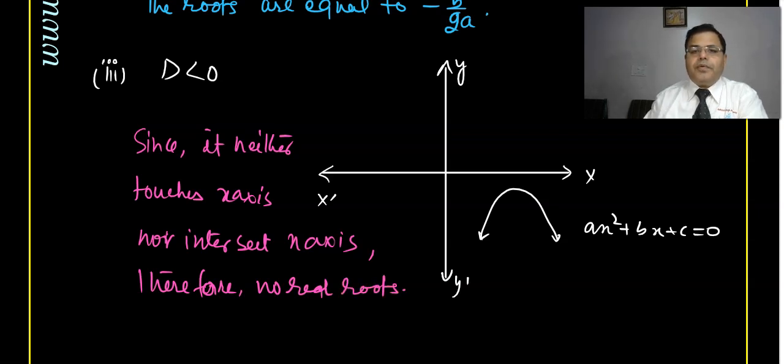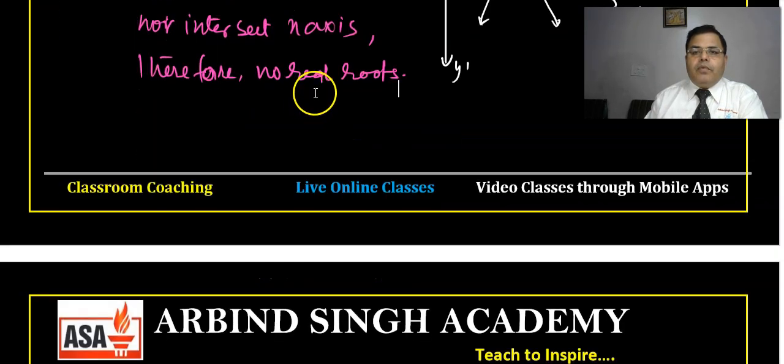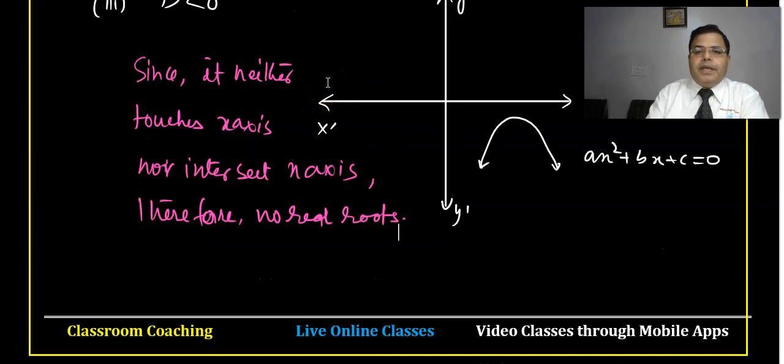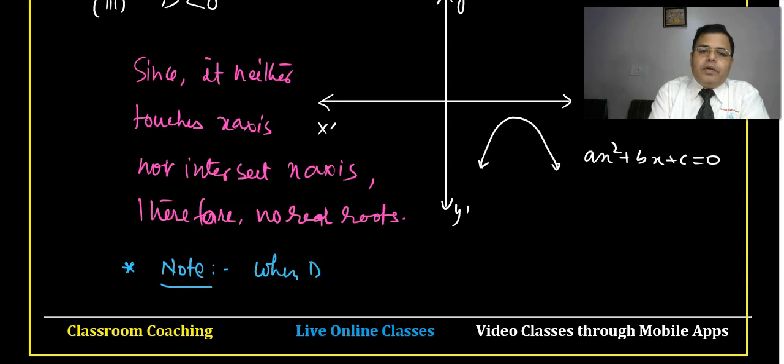Okay, so I hope you got it. Now one more thing you need to learn here, and write it as a note: when D is less than 0, then no real roots means there are imaginary roots.